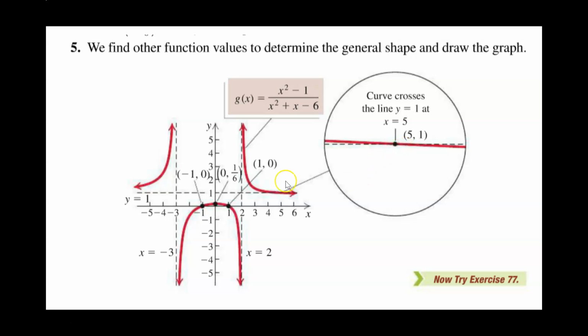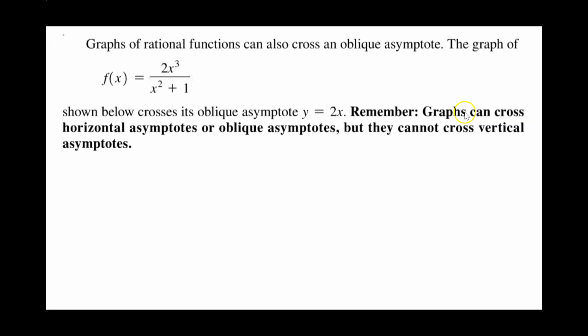For horizontal asymptotes, there are sometimes where you might see the graph actually cross it. That's fine, and that can happen sometimes. It's just when it comes to vertical asymptotes, when it goes up and down, you'll never see the graph actually touch it. So graphs can cross horizontal asymptotes or obliques, which is okay, so there's no red flag for that, but they can never cross vertical asymptotes. So just keep that in mind also when you're doing these types of problems.